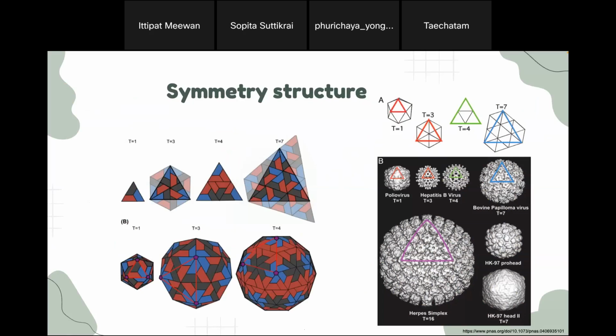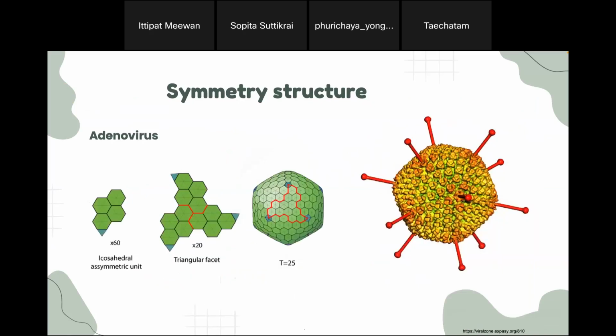Okay, so that is the symmetry. Here's the example of adenovirus, which is one of the large viruses. It is T25. When we look at the structure, we will see how complex it is and how many proteins it can contain in a single viral particle of the adenovirus.